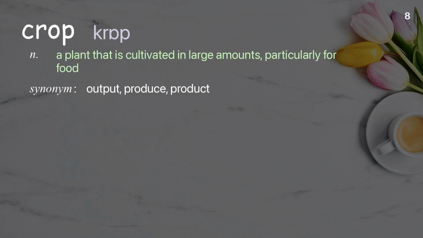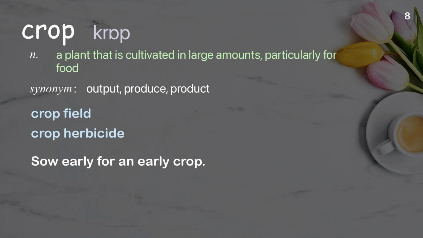Crop. A plant that is cultivated in large amounts, particularly for food. Examples. Crop field. Crop herbicide. Sow early for an early crop.